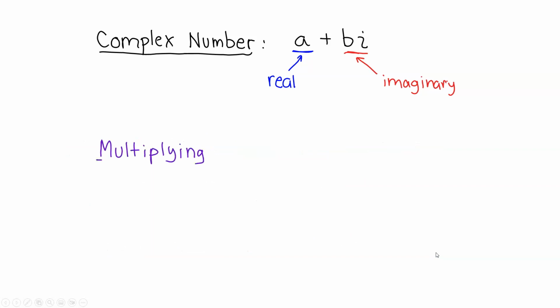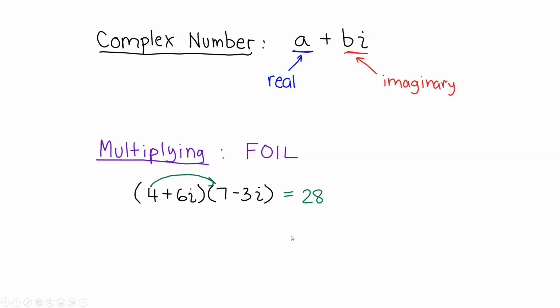When I multiply two complex numbers, I have to remember to FOIL. So if I'm multiplying 4 plus 6i and 7 minus 3i, I have to first FOIL this out. So I'm going to do 4 times 7 and get 28. 4 times -3i and get a minus 12i. 6i times 7 is going to be a plus 42i. And a 6i times a -3i is a -18i squared.